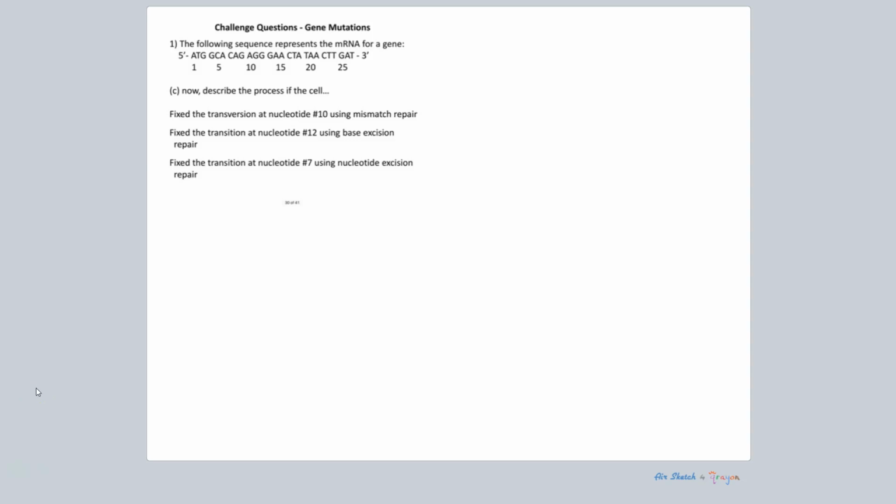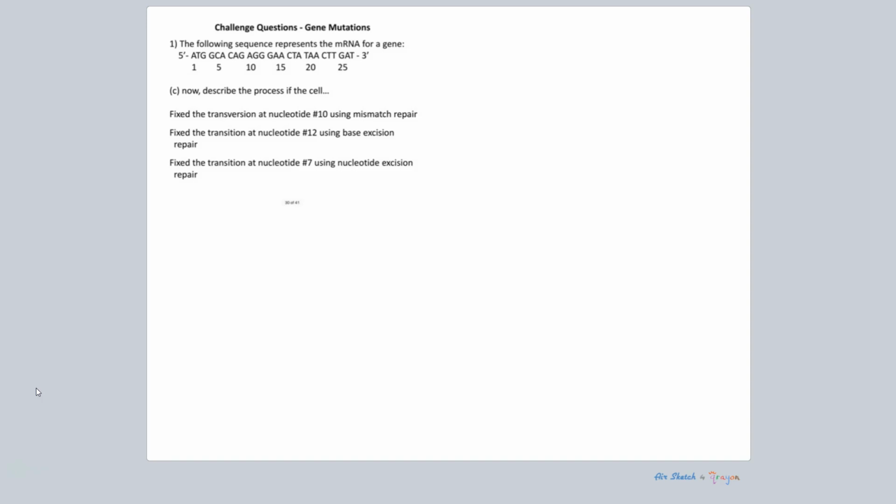So now we're going to move from determining the effects of mutations to repairing them. This will go into our DNA repair mechanisms, and we're going to refresh our minds on what we just did in the previous challenge question with the types of mutations, but now we're going to use our different repair mechanisms to repair them, and use this as a bridging point to talk about DNA repair mechanisms.